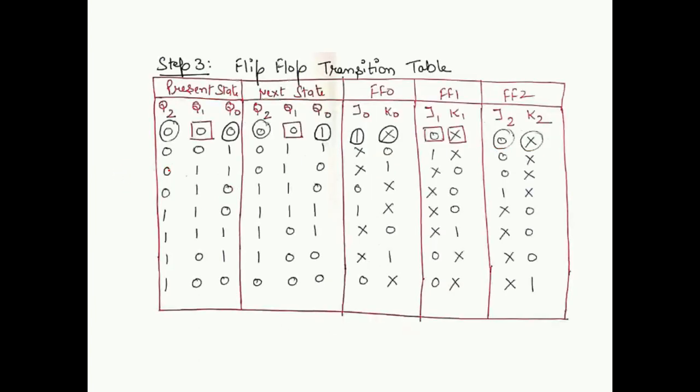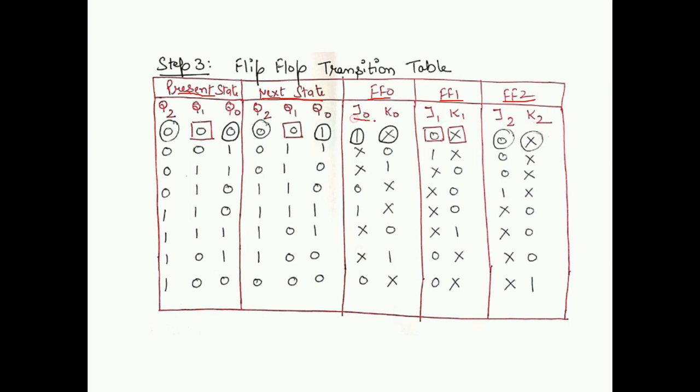Now, step number 3 is flip-flop transition table. Now, once again, I have written the same truth table which we have already discussed in step number 2, which was the truth table for present state and next state. So this is exactly same. There is no change in that. Now as we are going to implement a 3-bit gray code counter, so we require 3 flip-flops, flip-flop 0, flip-flop 1 and flip-flop 2. So we have 3 JK flip-flops.